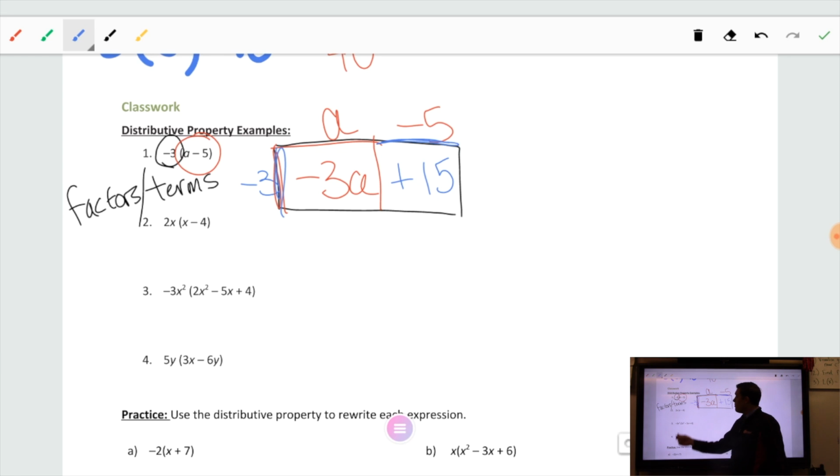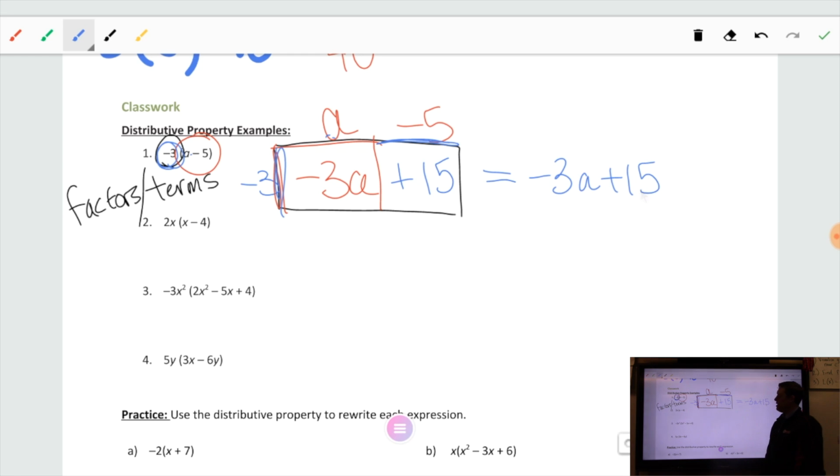So therefore, for number 1, the distributive property, we're taking this number, this factor or term that's on the outside, and multiplying it to these 2 things that were in the parentheses of the other thing. And to fully simplify, take everything in the box: -3a plus 15. That's going to be our answer for number 1.